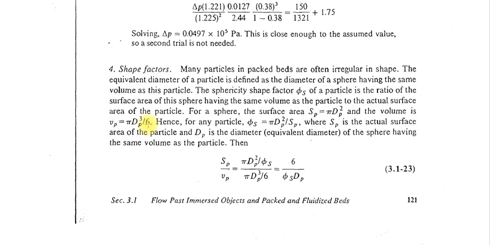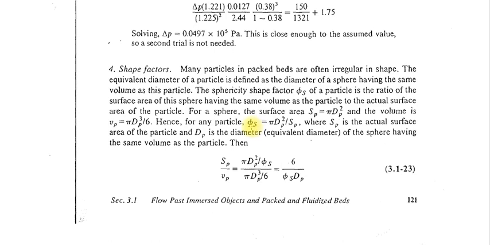So this is the volume of the sphere, and the surface area of the sphere is π dp². So the sphericity should be π dp² by Sp. π dp² is the surface area of the sphere, and the actual surface area of the particle is Sp. So this ratio is called the surface shape factor or the sphericity factor.